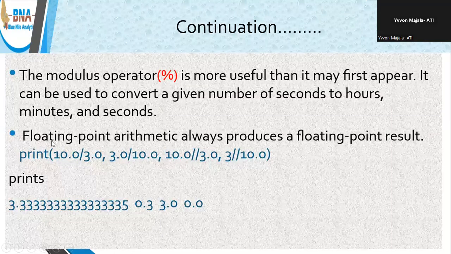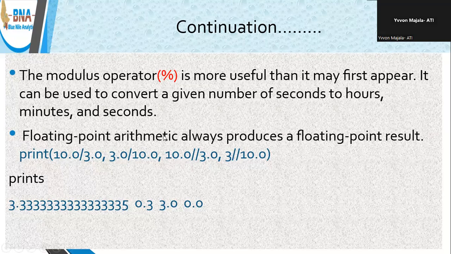The modulus operator is more useful than it may first appear. It can be used to convert a given number of seconds to hours, minutes, and seconds. For example, if you are told to convert 10,600 seconds to hours, minutes, and seconds, the modulus operator can be used to do that.